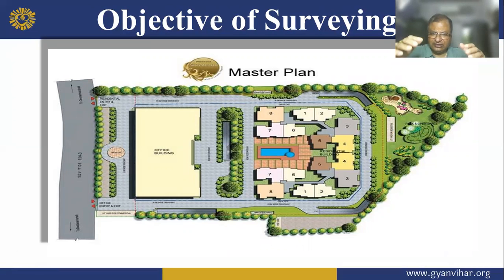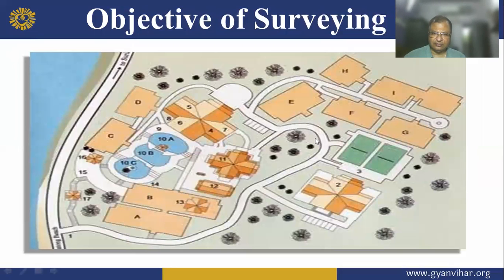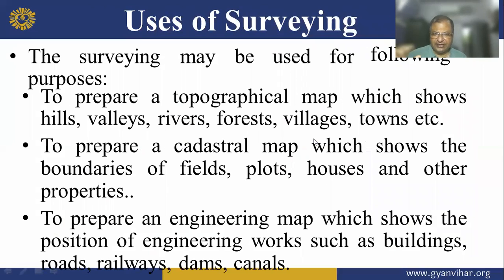So when you will flatten the land, how will you prepare the area? To prepare a topographical map which shows hill, valley, river, forest, village, town, etc. To prepare a cadastral map which shows the boundaries of field, lot, houses, and other property. To prepare an engineering map which shows the position of engineering work such as building, road, railway, dams, and canals. So, dear boy, this is the use of survey.